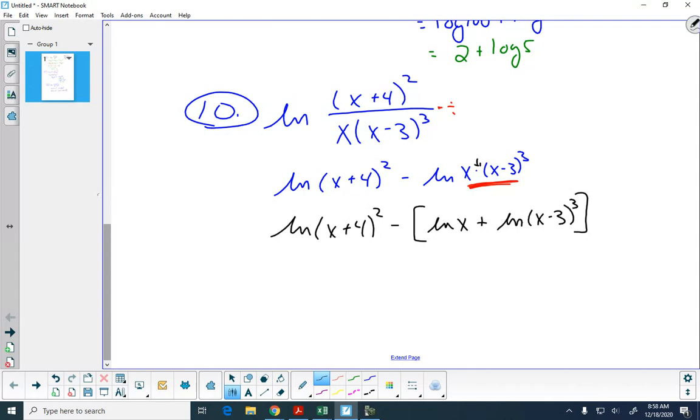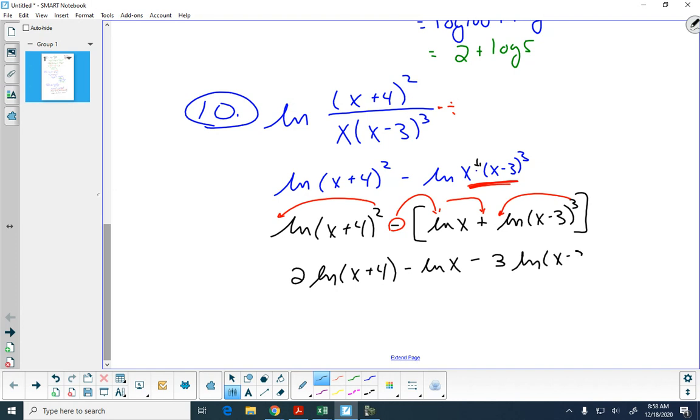Now, looking to simplify, this negative sign will go over both of these terms, and we can also take our exponents out to the front at the same time. So we have 2 ln of (x plus 4) minus ln of x minus 3 ln of (x minus 3). And we have multiplication here. Anything else?